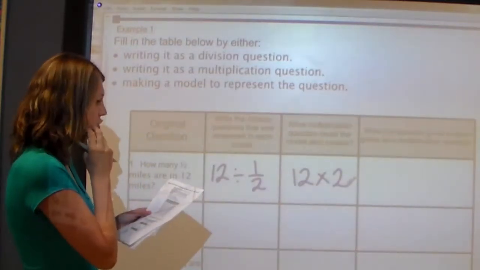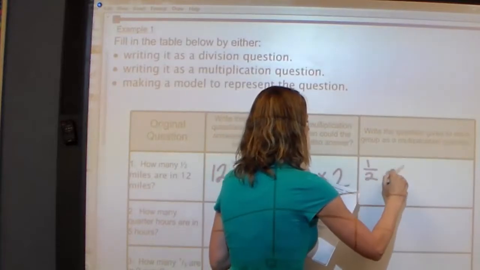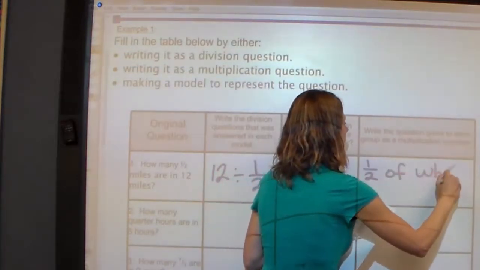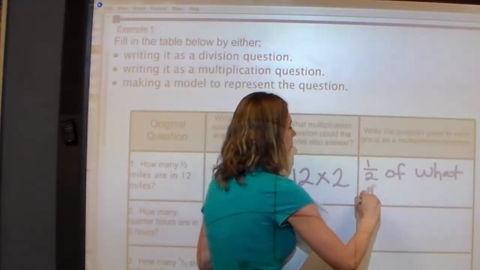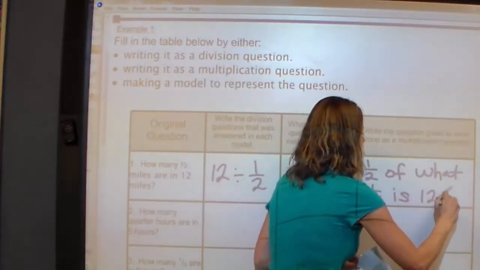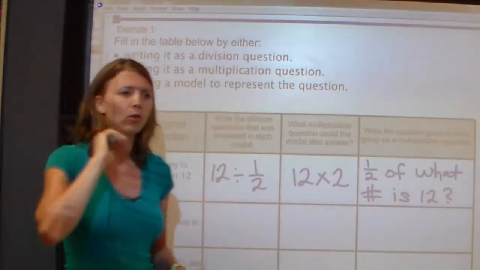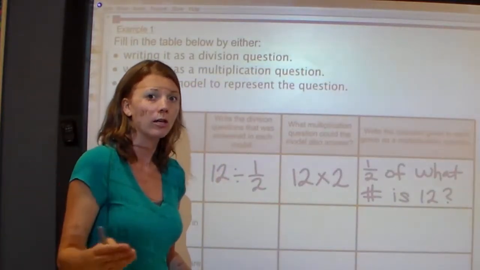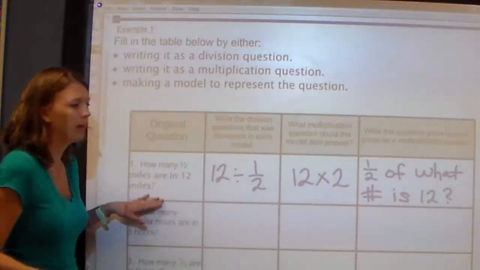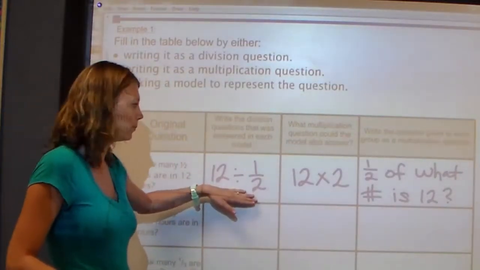So for the question, what we're trying to figure out is really 1/2 of what number is 12. Well, if I ask you like that, half of what number is 12, you could tell me, well, half of 24 is 12. And that's exactly what we are doing when we're dividing by this fraction.